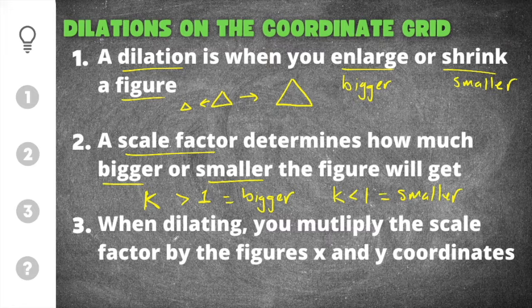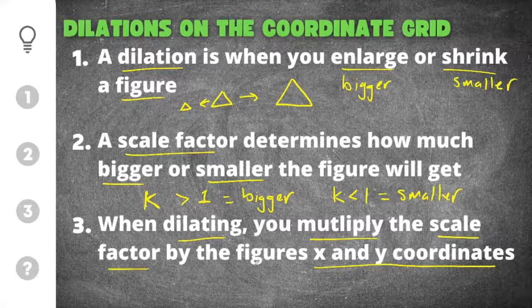The last thing you need to know is when you're dilating, you're going to multiply the scale factor by the figure's x and y coordinates. So you'll take whatever the scale factor is and you'll multiply it by the x and y coordinates of the figure, and that will give you the coordinates for the dilation of that figure. And if the scale factor is larger than 1, the figure is going to get bigger, and if it's less than 1, it's going to get smaller.